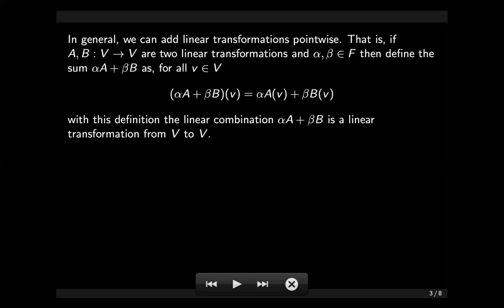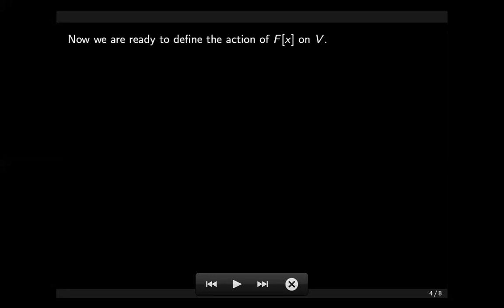But the other important thing that will become useful later is that we can inductively prove that this holds for any number of summands. So we can take an arbitrary sum, not an infinite sum, but an arbitrary sum of finite length of linear transformations from V to itself and add them pointwise. So now we are ready to define the action of F[x] on V. If we recall, that is exactly what we want to do.